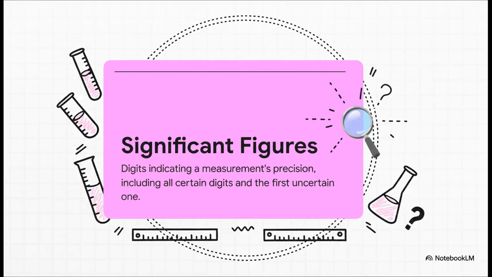So here's the official definition. Significant figures, or sig figs as you'll hear, are basically all the digits in a measurement that we are absolutely sure about, plus one final digit that's a bit of an estimate. It's really just a way of being honest about how good our measurement tool actually is.